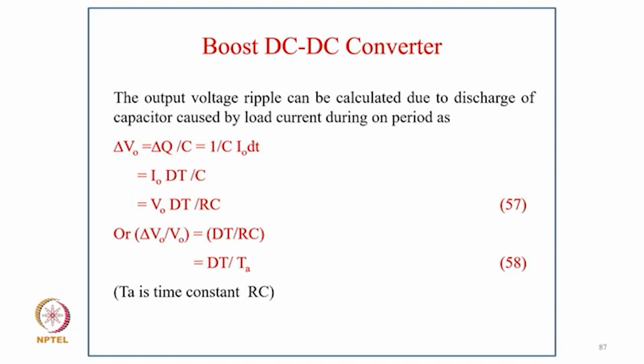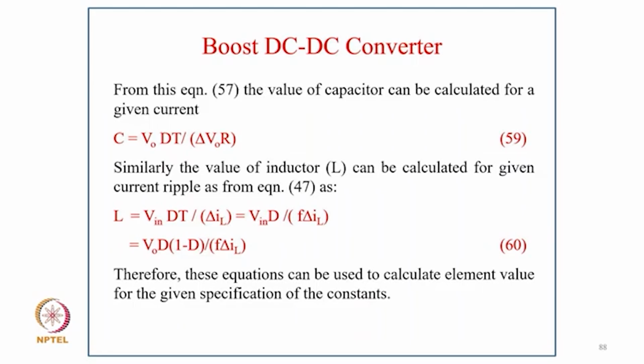So from the ripple voltage you can find out the capacitance also. The value of capacitance can be calculated as C equal to VO DT upon (delta V times R). Similarly, the value of the inductor can be calculated for a given ripple current. L equal to Vin DT divided by delta IL, or Vin D divided by F delta IL. So that is L equal to VO D(1 minus D) divided by F delta IL. So it means the inductor also becomes inversely proportional to switching frequency.